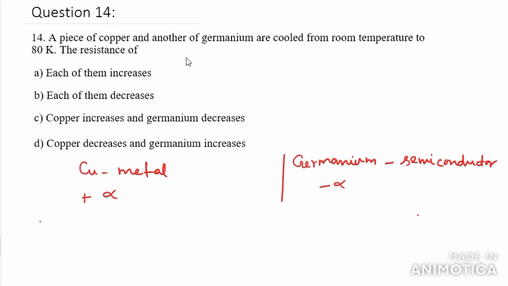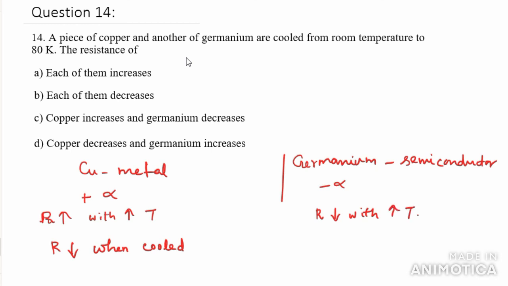So that means the resistance R increases with increase in temperature for a metal. Here we are cooling it, so what happens? The resistance decreases when the piece is cooled in case of metal. In the semiconductor the opposite happens. Here resistance decreases with increase in temperature. So when we are cooling, the resistance increases when cooled. So we have to choose the correct option. For copper, the metal, the resistance decreases, and for germanium, the resistance increases. The correct option is D.